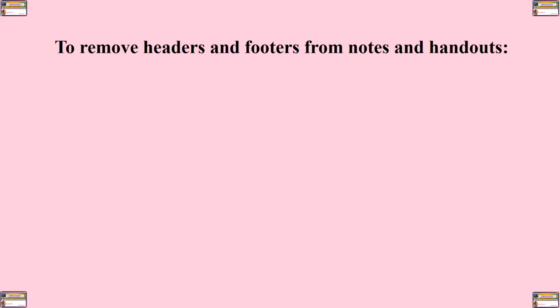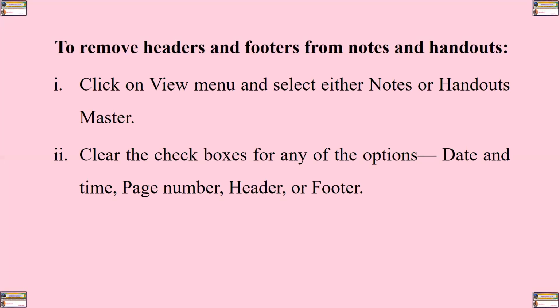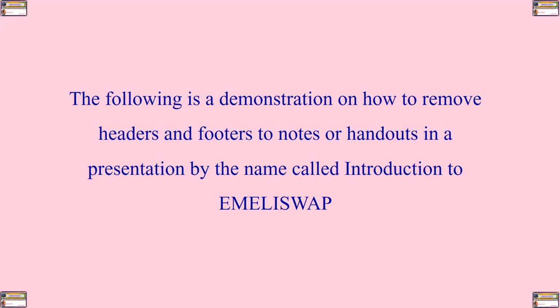Remember, you can always remove headers and footers from your notes and handouts if you don't need them. To do that, you click on View menu and select either Notes or Handouts Master. Clear the checkboxes for any of the options, that is date and time, page number, header, or footer, and then click Apply to All. The following is a demonstration on how to remove headers and footers to notes or handouts in the presentation by the name Introduction to MLSwap.